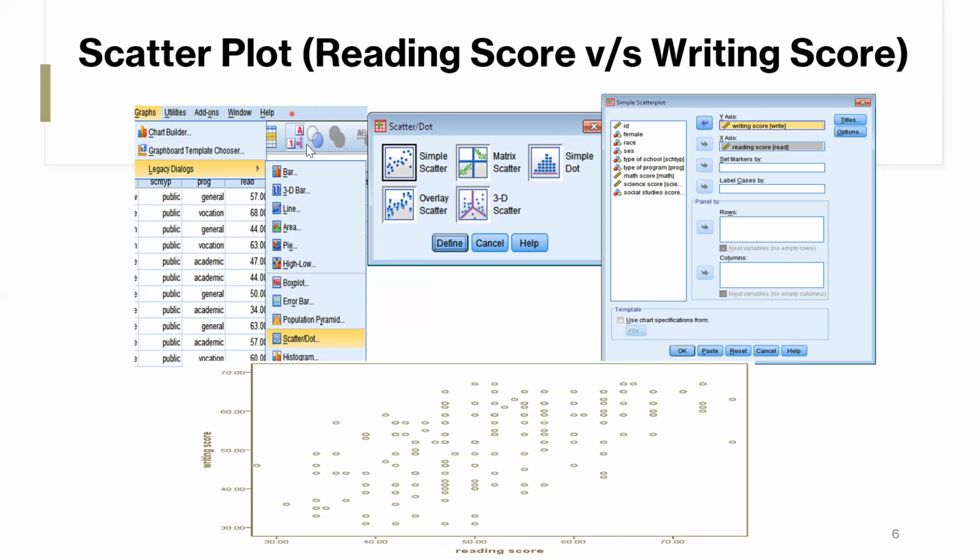If we draw an imaginary line, not all the points are on this straight line, but at least while drawing the line we observe the pattern. So we will say there is a correlation between reading score and writing score, and we can say that with the increase of the reading score, the writing score also increases.